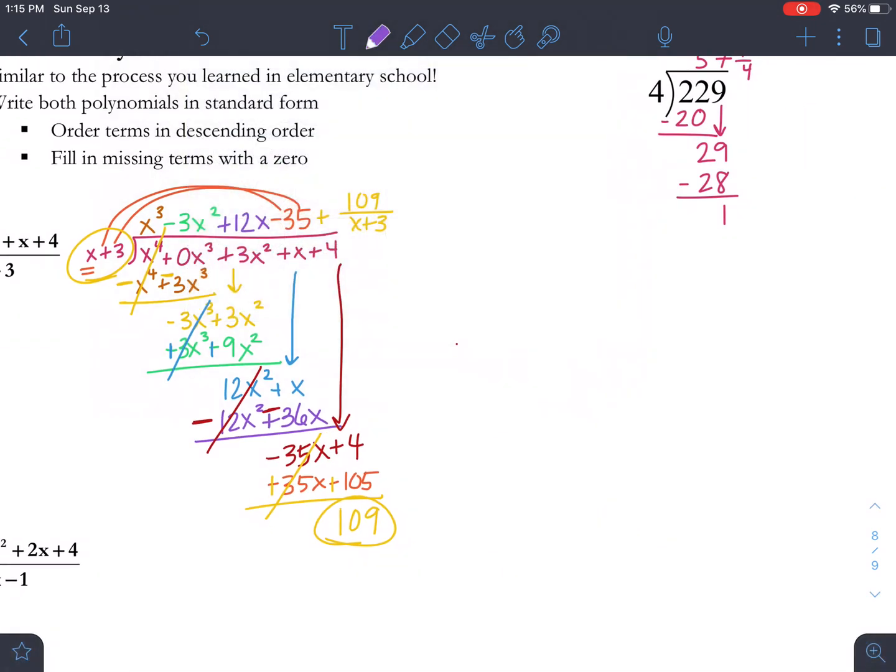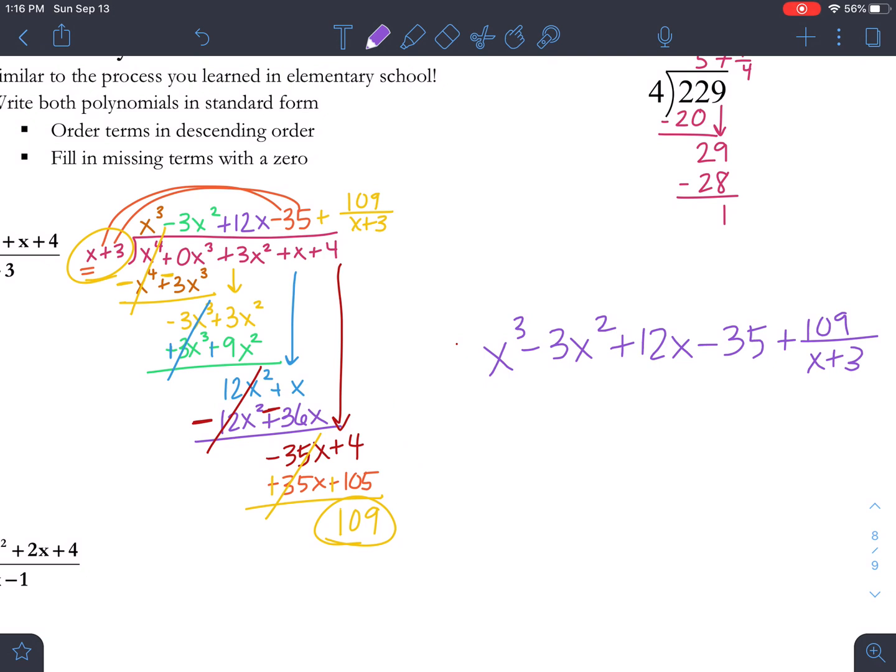So very final answer there. I'll write in purple over here. X cubed minus 3x squared plus 12x minus 35 plus 109 over x plus 3. So you can see there's a reason we only have a couple of these examples, because they take up a lot of time and they're pretty heavy in terms of the algebra here. Now, the nice thing is the process is the same every time. My issue is if you forget one negative, it kind of ruins the rest of your system. So just be careful here.